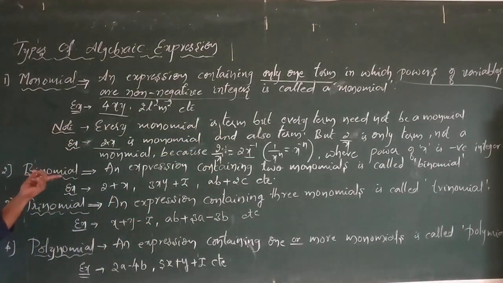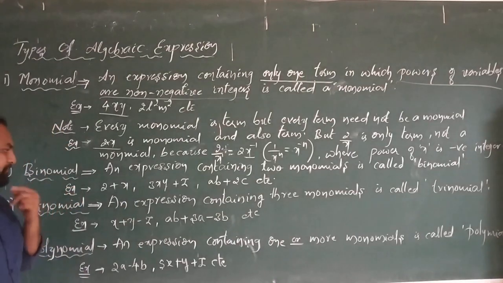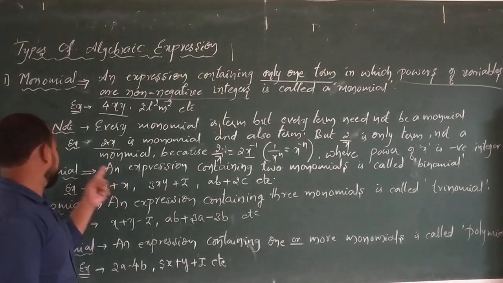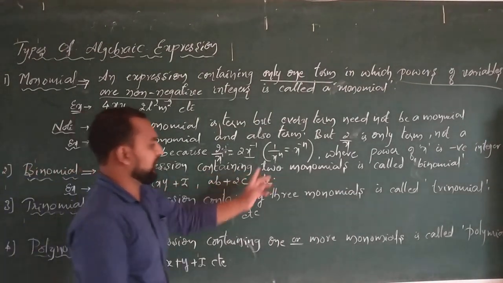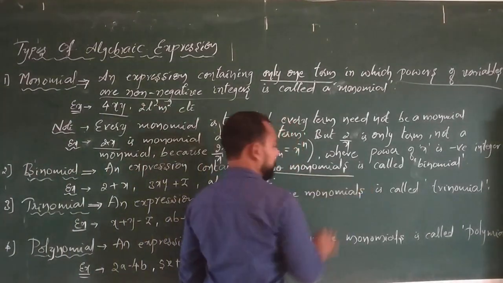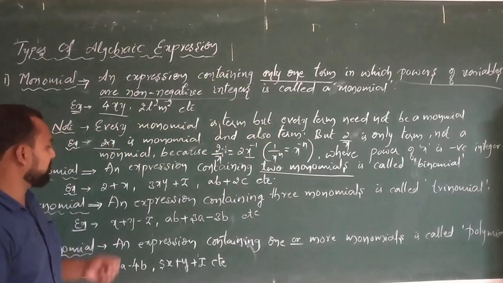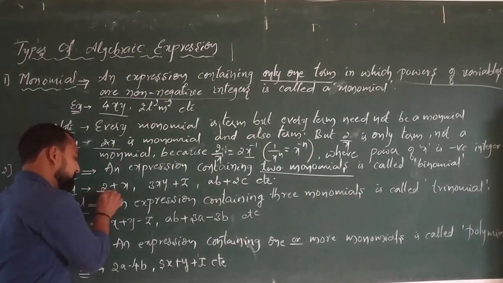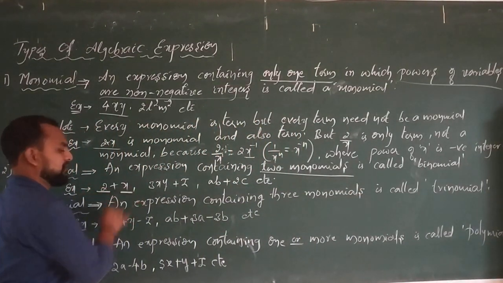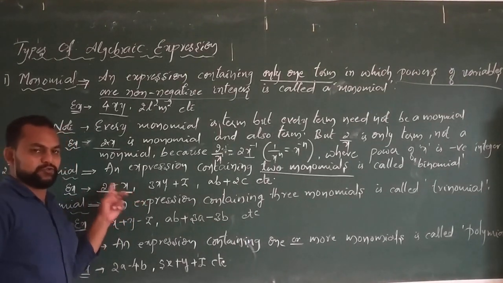Okay, the next one, binomial. Bi means 2. An expression containing two monomials or two terms is called a binomial. Here 2 is a term and x is a term. 2 plus x.